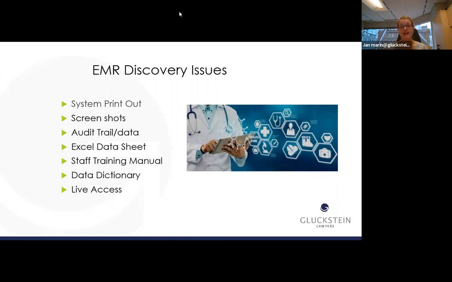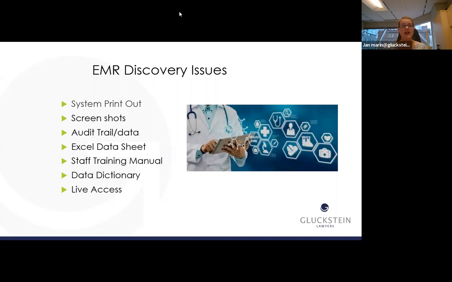You might also want a staff training manual if you want to understand what the staff were told and how to interact with it. What did they know about the chart and how to utilize these programs? That might be something you can ask for. A data dictionary might be something else. A data dictionary will provide you with names of modules, events, types and descriptions of codes or acronyms. All of these things could be useful to you.